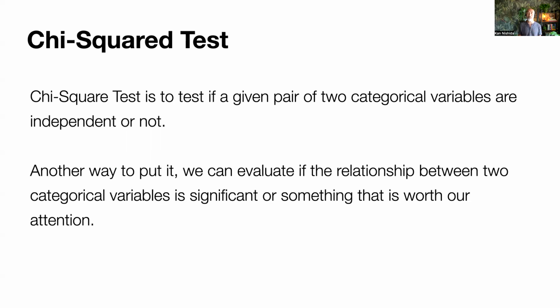Significant means we should pay more attention and assume there's some relationship. It may not be, but we should at least pay attention to it. As opposed to that, there might be some difference, but it's actually marginal, and then it's a waste of time to investigate it or even pay attention to it. So we want to decide, should we pay more attention or should we move on? That's the kind of decision making we want to do using the chi-square test.